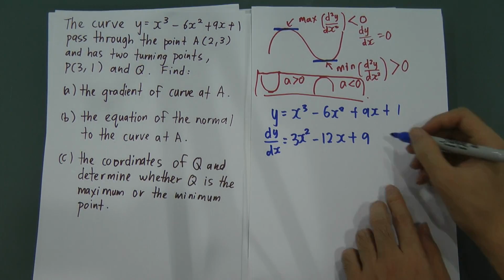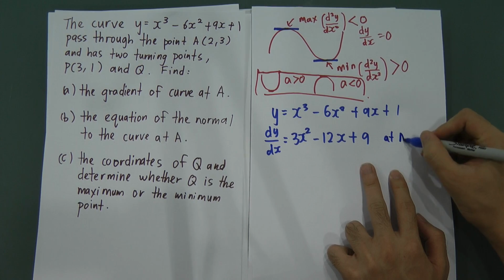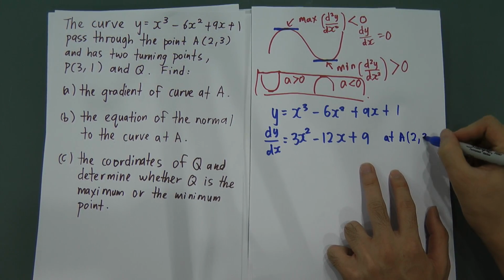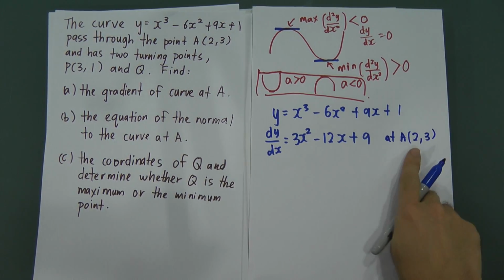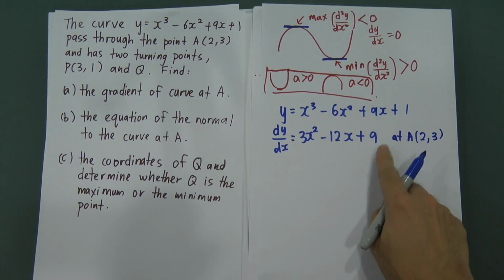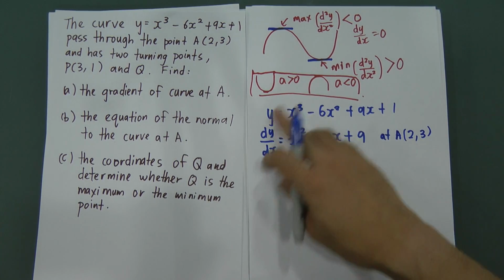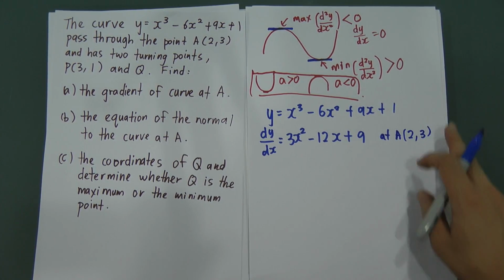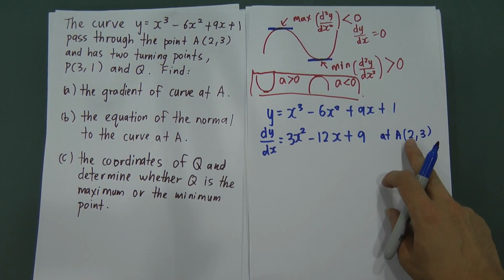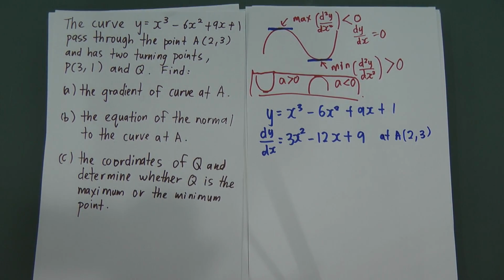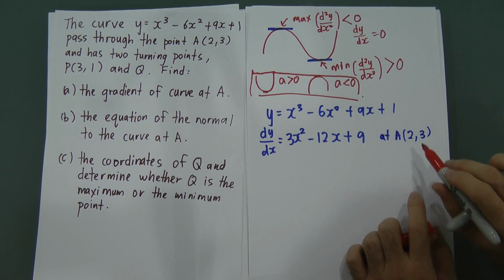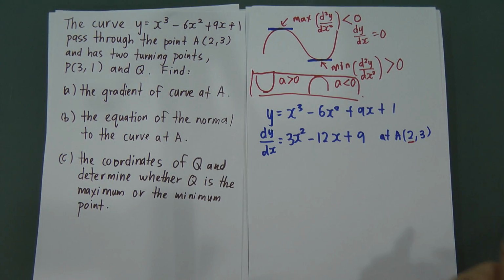So at A, x will equal to 2. You have to substitute 2 into all the x here in order to find the value of dy/dx. You don't need to substitute y here, you just need to substitute x. Remember, when you want to find dy/dx, you just need to substitute the x value.